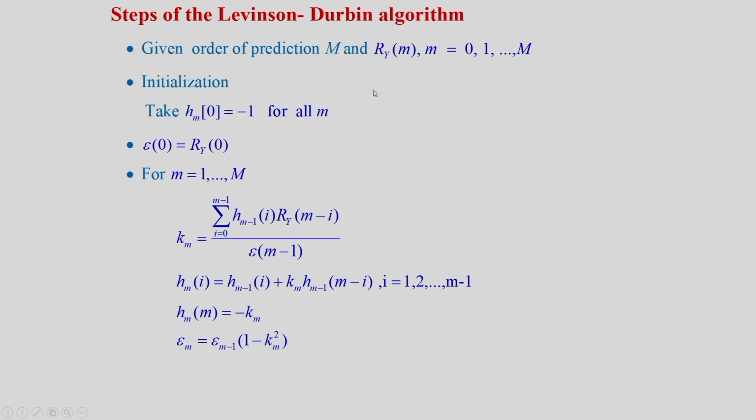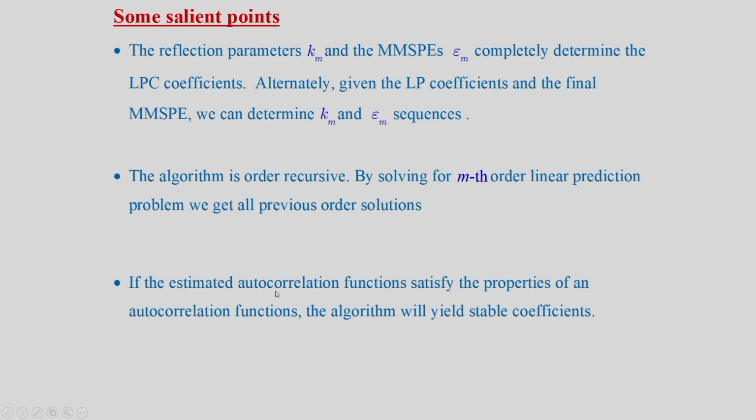We have to use the autocorrelation function, which is actually estimated from data. If the estimated autocorrelation function satisfies the properties of autocorrelation functions, that is even symmetry, positive semi-definiteness, etc., the algorithm will yield stable coefficients. That means the corresponding reconstruction filter will also be stable. That is one advantage of the Levinson-Durbin algorithm.